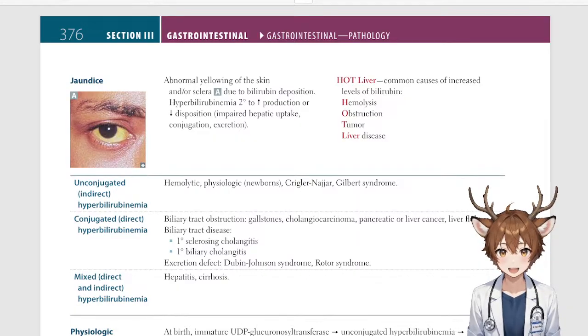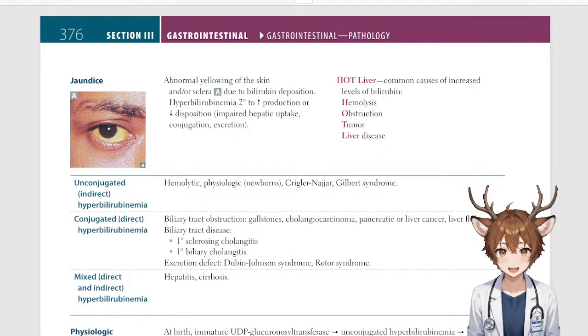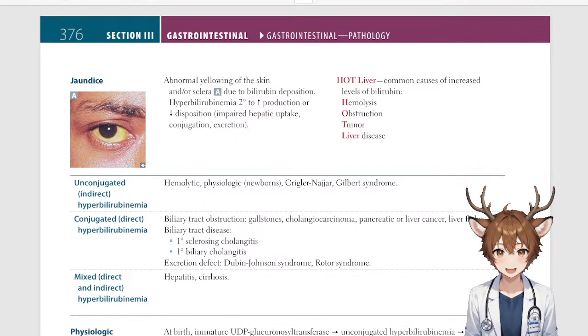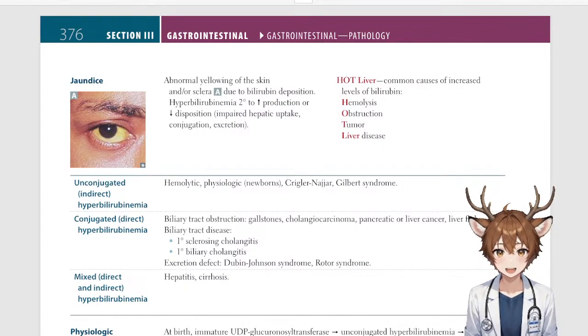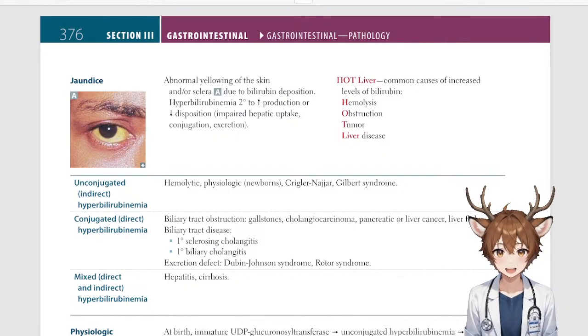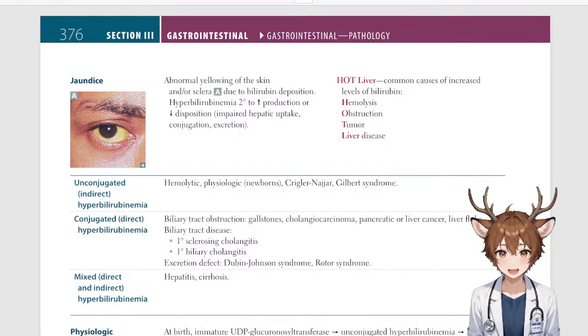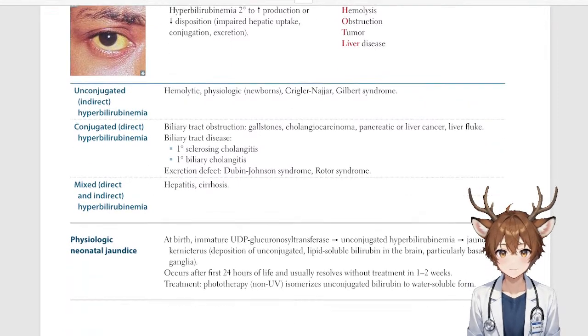What about jaundice? Abnormal yellowing of the skin and or sclera icterus due to the bilirubin deposition. Hyperbilirubinemia secondary to the increased production or decreased clearance, impaired hepatic uptake, conjugation, or excretion. And there's a little learning device here, hot liver, commonly caused by elevated bilirubin. So you have hemolysis, obstruction, tumor, and liver disease. So these are the causes.